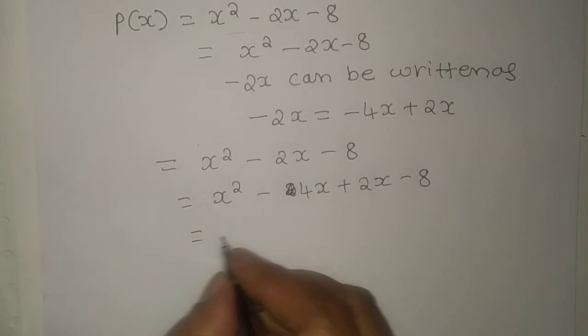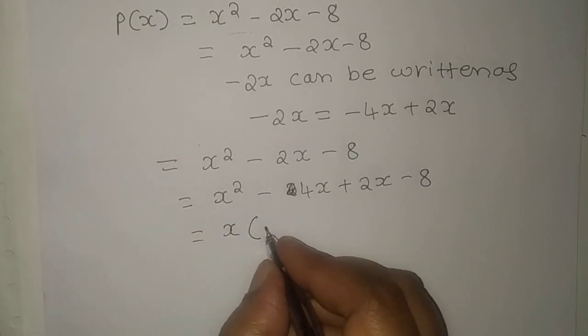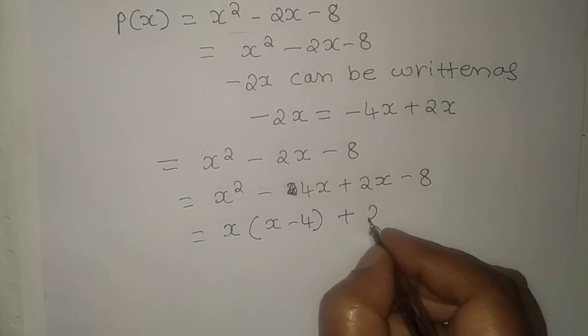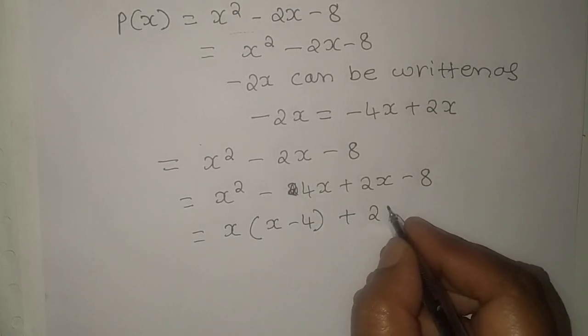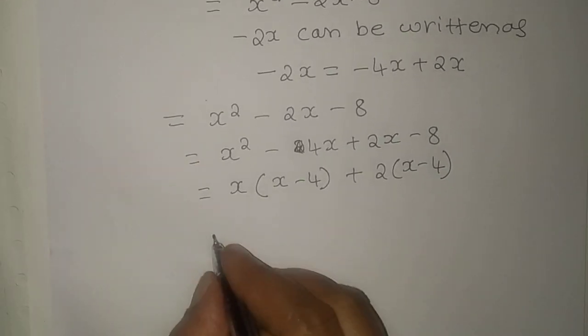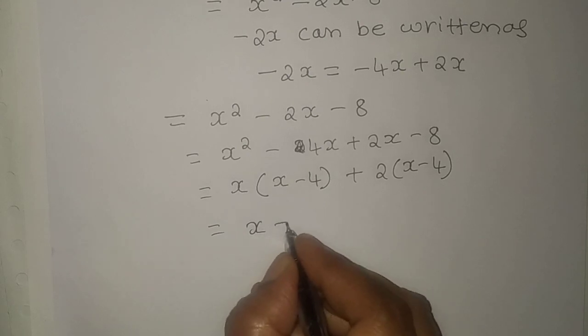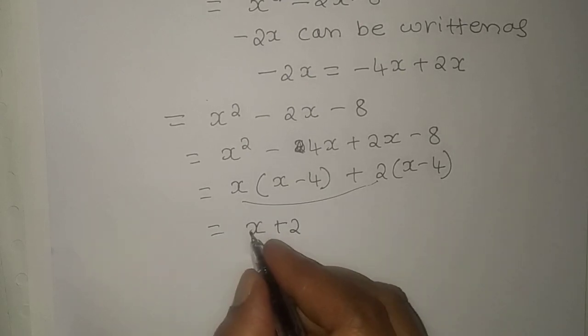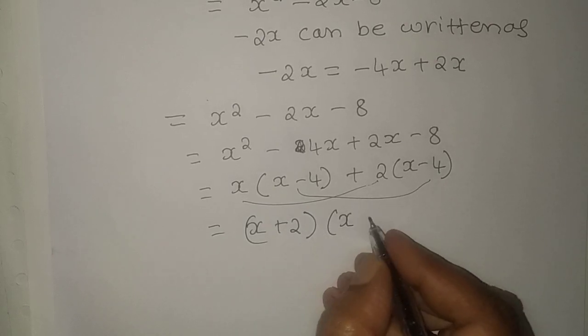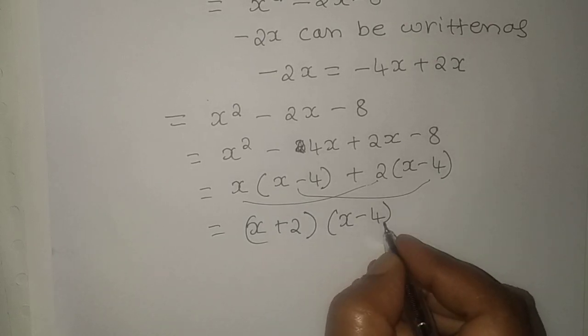Now we take the common factor outside: x(x minus 4) plus 2(x minus 4). Now we can write this as (x plus 2)(x minus 4), since the (x minus 4) is common.